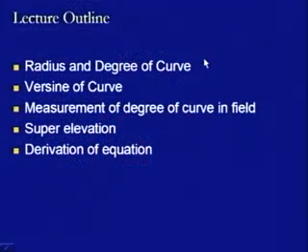In this case, we will be discussing the radius and the degree of curve, the Versine of curve, the measurement of degree of curve in the field, super elevation and derivation of the equation for super elevation. The first 3 points are related to the horizontal curves, whereas the last 2 points are related to the provision of super elevation on horizontal curves.